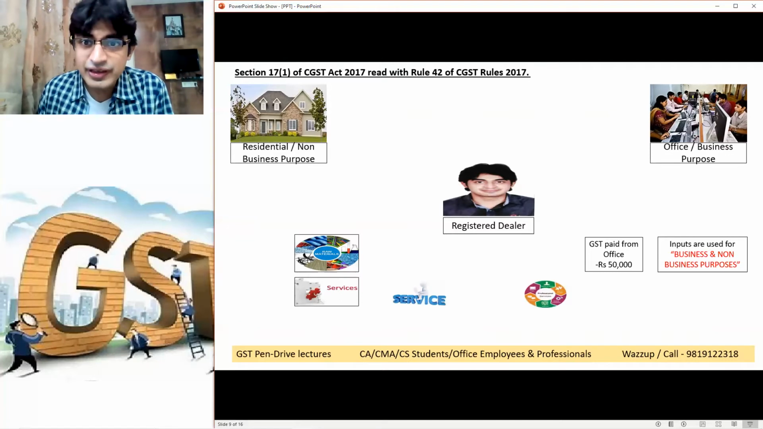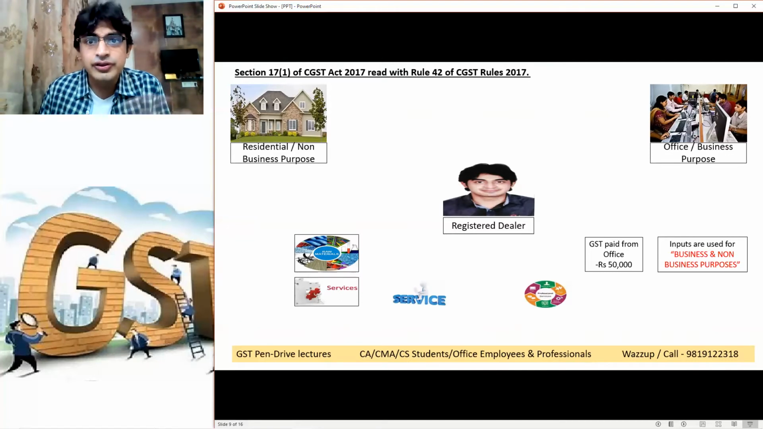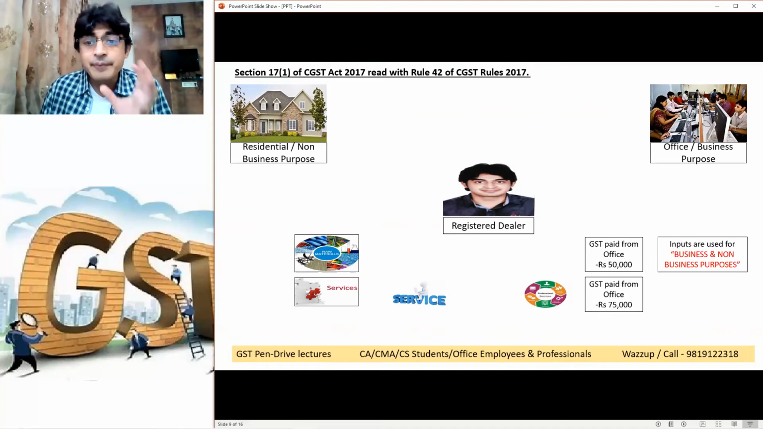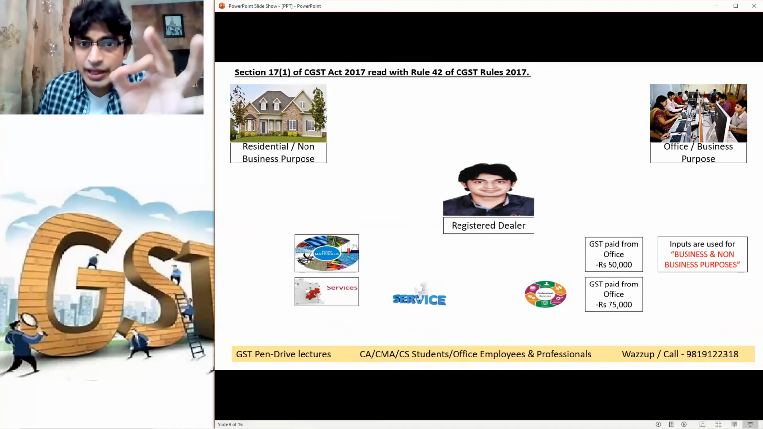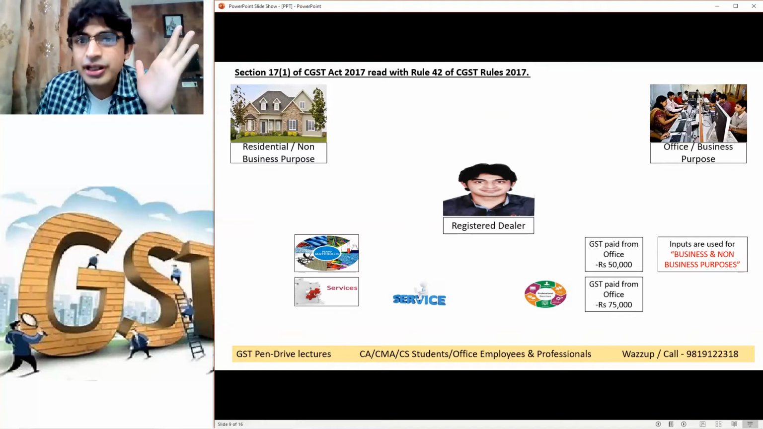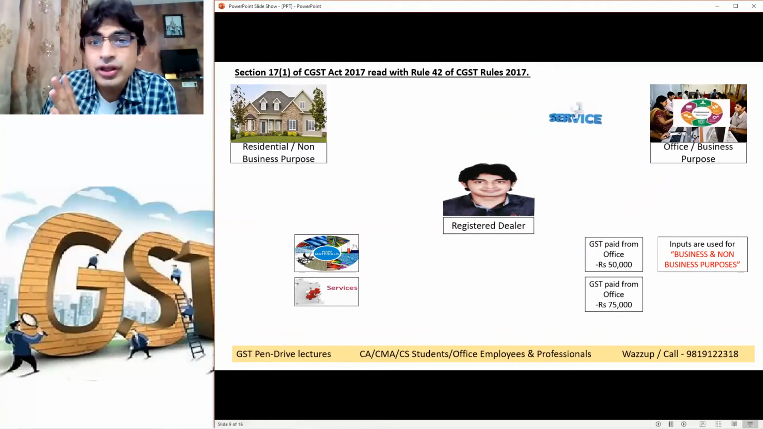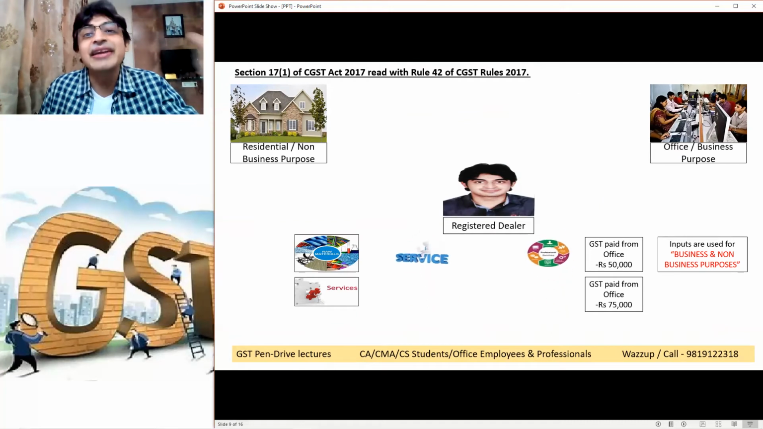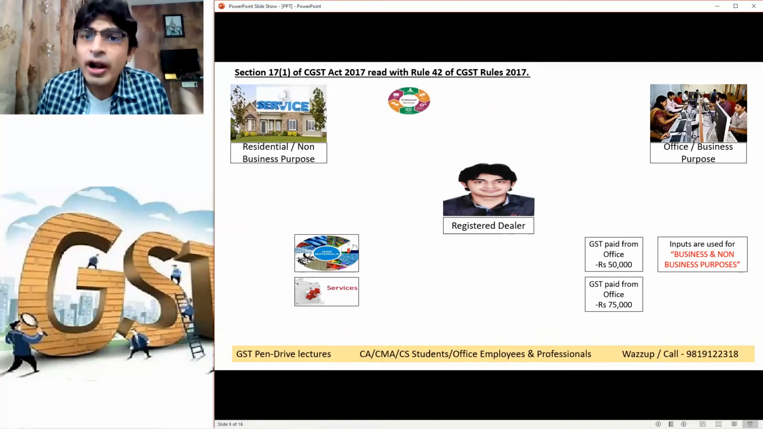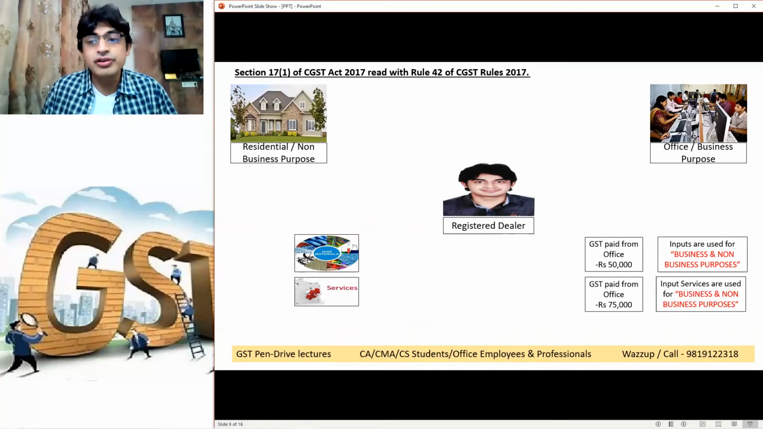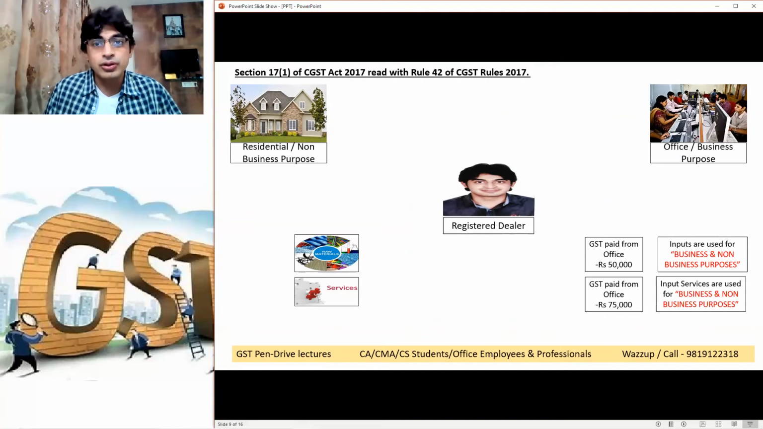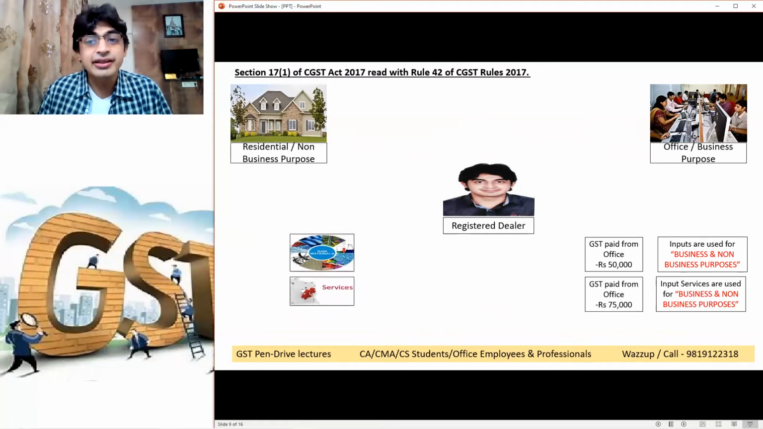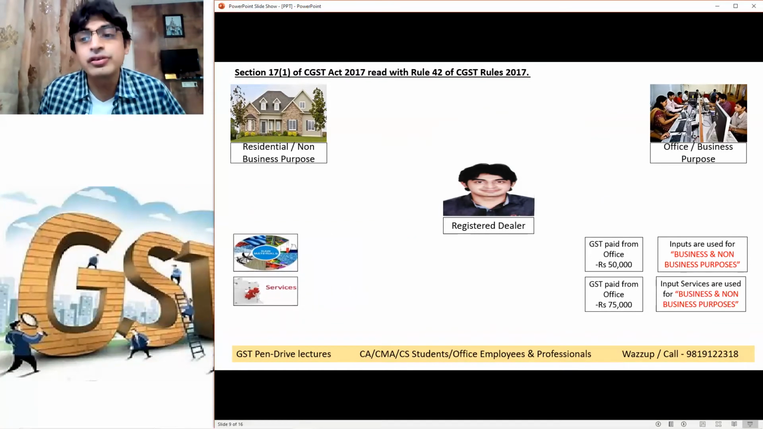Similarly, there are then certain services. What I'm doing, I'm paying this entire GST from my office, 75,000, because I want to claim ITC. But certain service I'm using for my office and certain I've used for my residential purpose. So the same input service are being used for business also, and the same input service are being used for non-business also. Can I take full ITC? Answer is no. See how this will work.